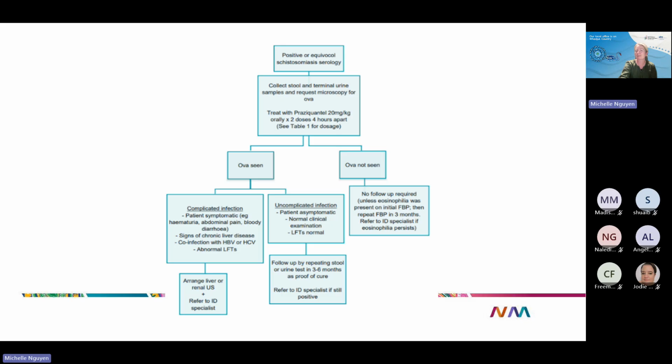I don't know if community pharmacies do have access to that, but we have managed to secure a stock for our clients, which is good because we do actually see schistosomiasis pretty commonly. So again, around 10%, similar to strongyloides.